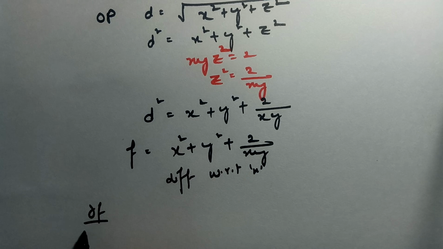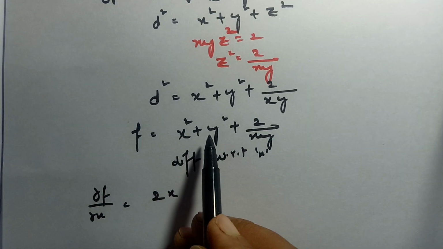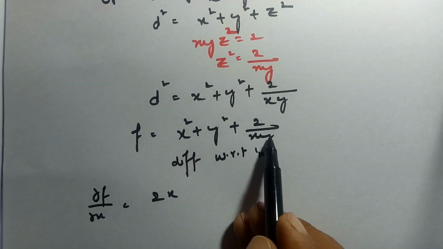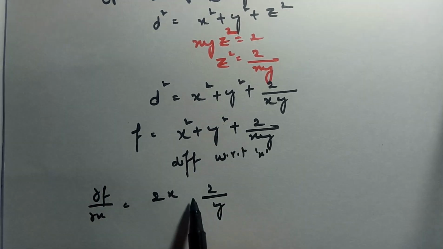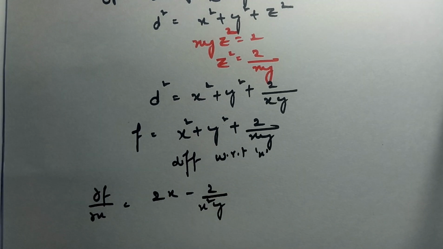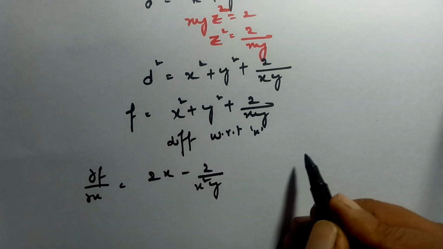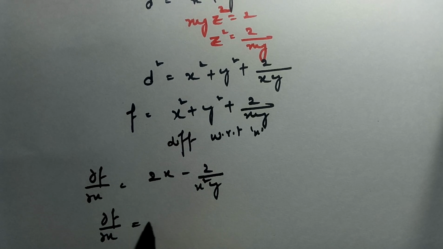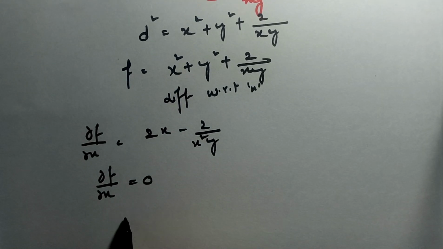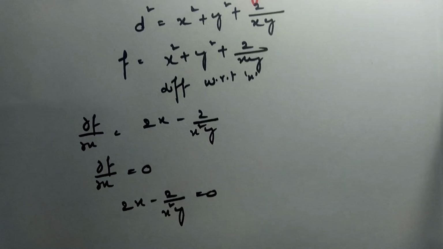That is, dou f by dou x will be 2x, and the derivative of y square with respect to x is 0, and 2 is a constant and y is a constant. So 2 by y I am writing as it is, and the derivative of 1 by x is minus 1 by x square. So this will be dou f by dou x. Next, we differentiate with respect to y, and we have to equate dou f by dou x to 0. So that is 2x minus 2 by x square y is equal to 0.